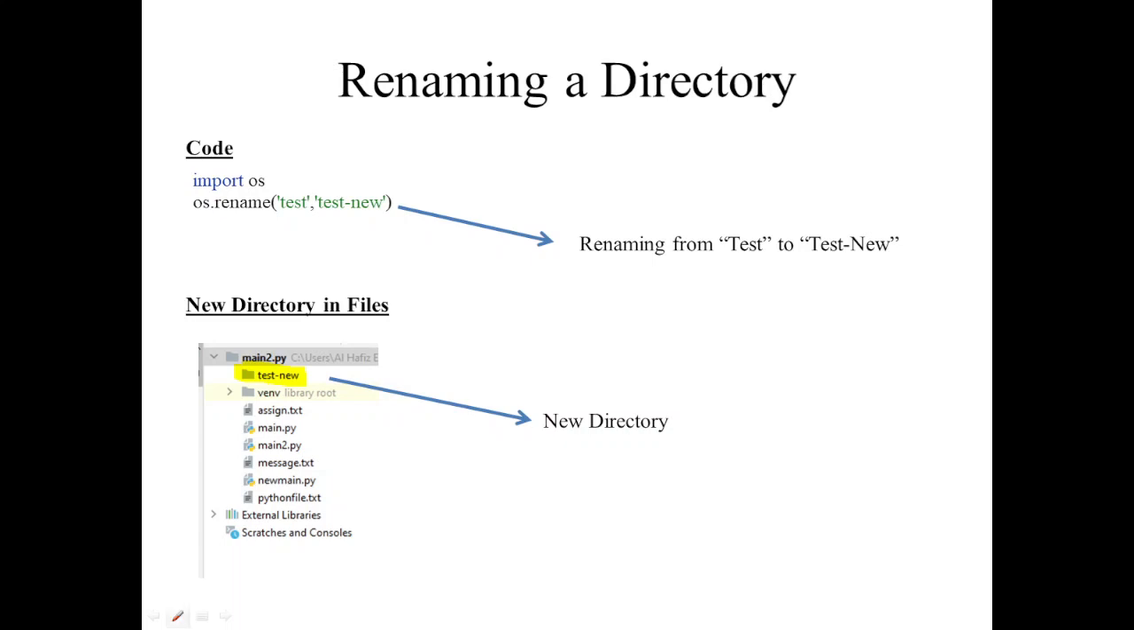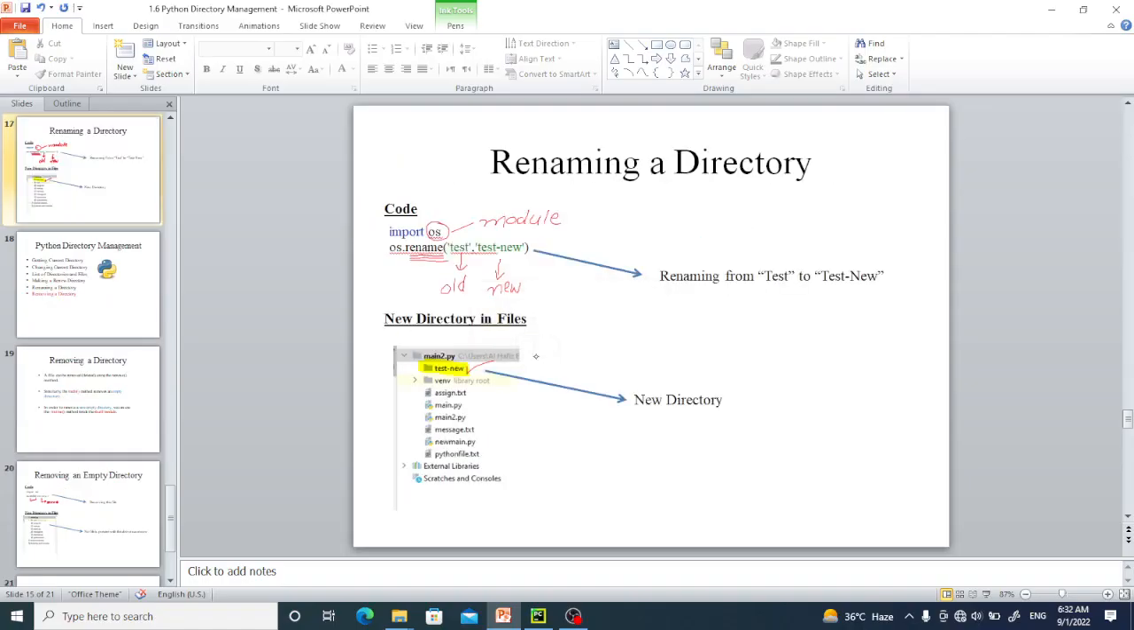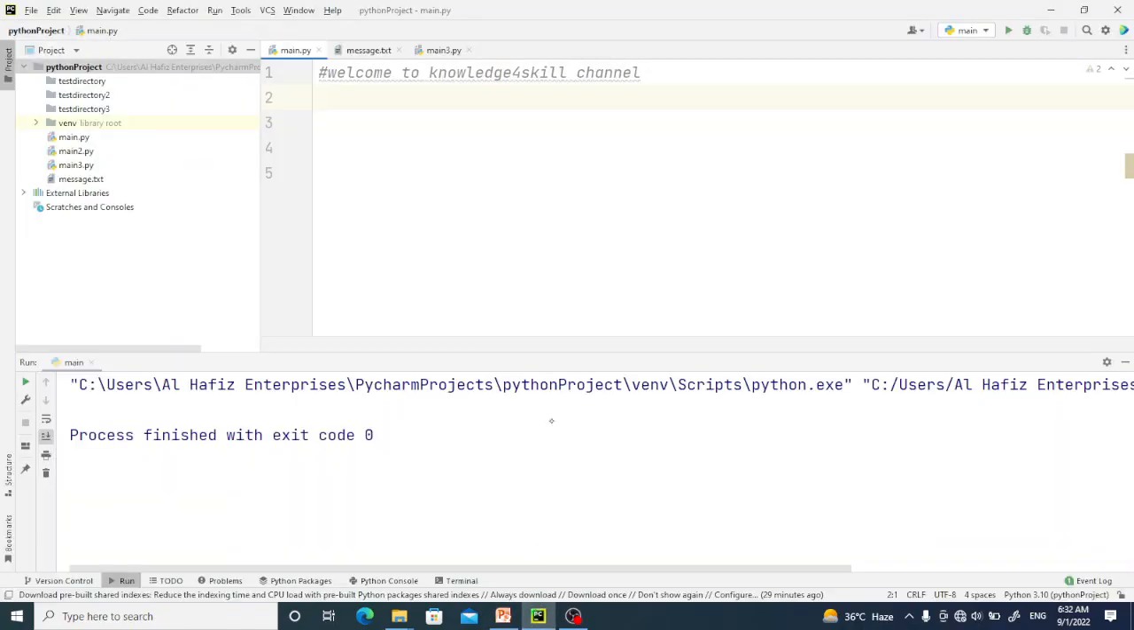First of all, we will import a module. OS is the name of the module which we will import. Next, we will use the rename function in such a way that first we write the old name and next we write the new name. In this way, the new directory name will be created, and we can do it easily in our Python software, which is the integrated environment of PyCharm.